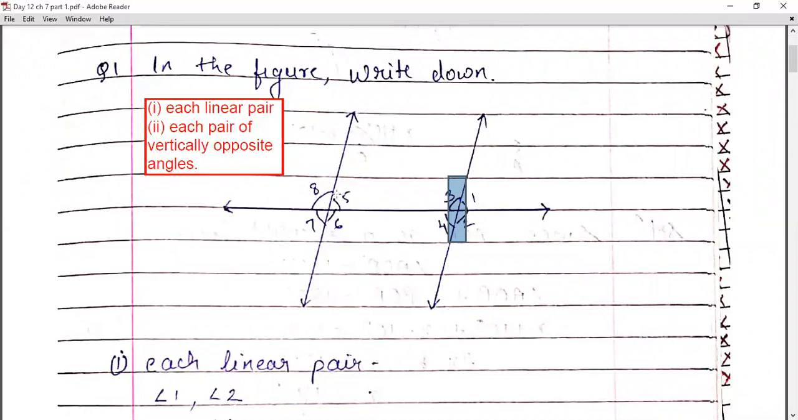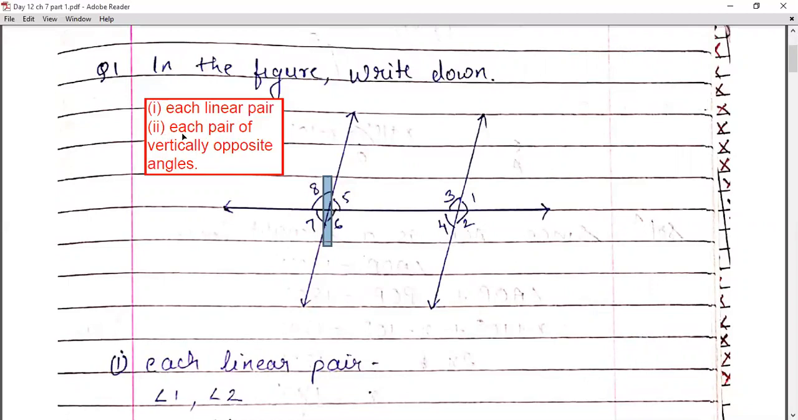Coming up to the second part, here this horizontal line makes two linear pairs. 5 and 8 are linear pairs. 6 and 7 are also linear pairs. Also, if we take the vertical line, then angle 5 and angle 6 forms a linear pair, whereas angle 7 and 8 forms a linear pair.